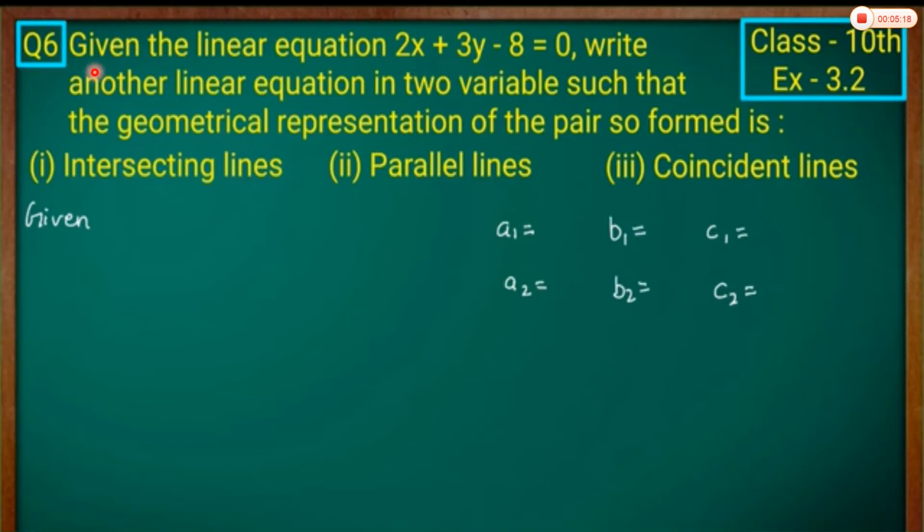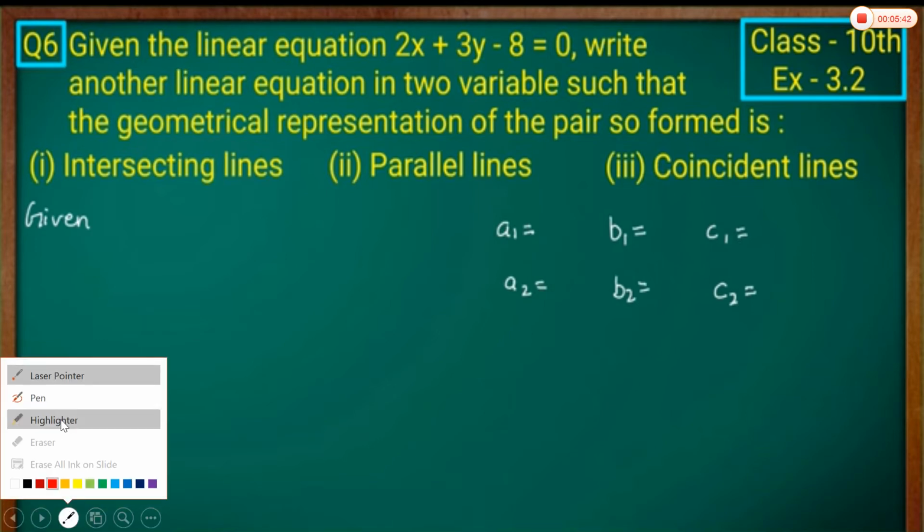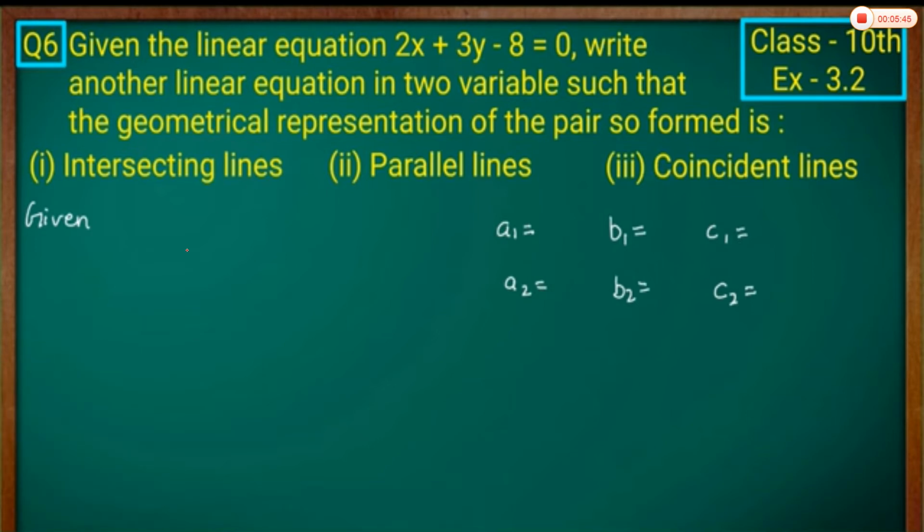Question number 6: given the linear equation 2x plus 3y minus 8 equal to 0, write another linear equation in two variables such that the geometrical representation of the pair so formed is intersecting lines, parallel lines, and coincident lines. That means we have to draw lines. One equation is given, but we have to write another equation.